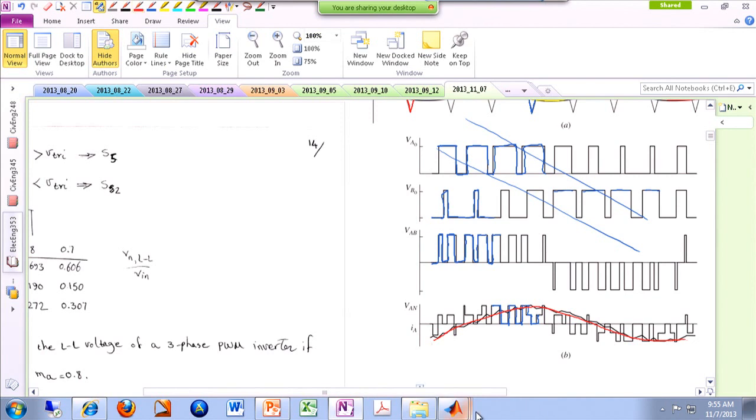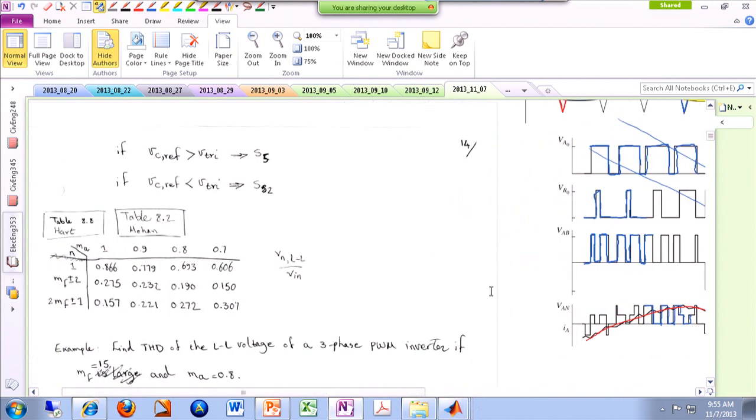All right, so it's like the single phase thing. We're just doing things 3 times, with 120 degrees of phase shift from each other associated with the 3 phases.